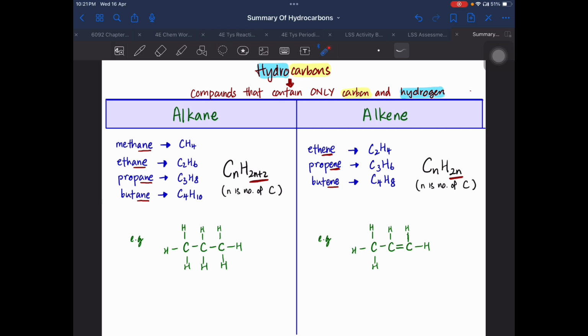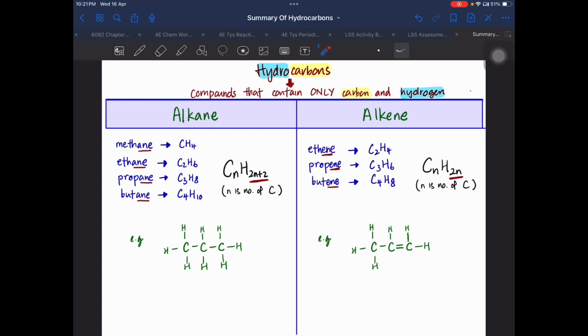On the right hand side, the alkenes. Let's take this for instance, propene. C3, that means n is 3. Because the general formula is H2n, this will mean that it's C3H6. And that's how you use the formula to help yourself know whether it's an alkane or an alkene. And that is the second method.